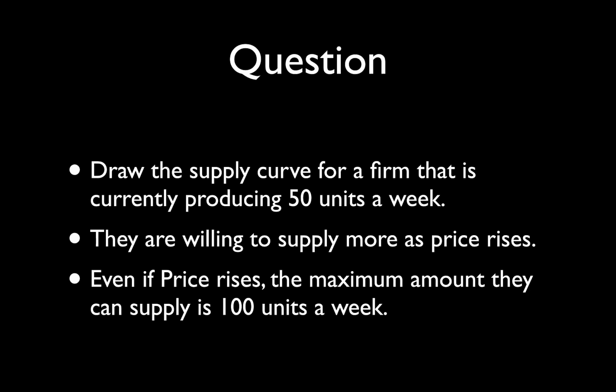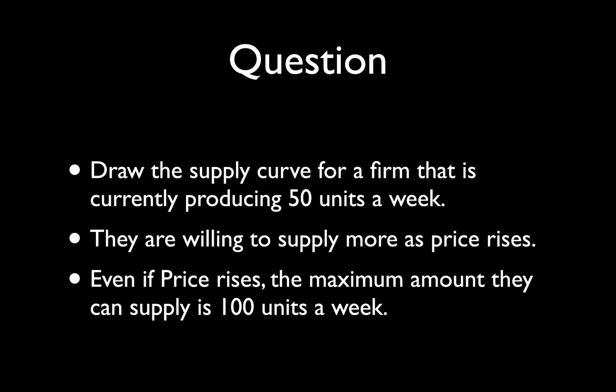Now, the second type of supply curve that breaks the law of supply, essentially, and I'm not going to talk too much about the short run yet, we're going to deal with that in later videos in this playlist, but basically applies to every single firm in the short run at some quantity. So draw the supply curve for a firm that is currently producing 50 units a week. They are willing to sell more as price rises. Now, however, even if price continues to rise over and over again, the maximum amount they can supply is 100 units a week.